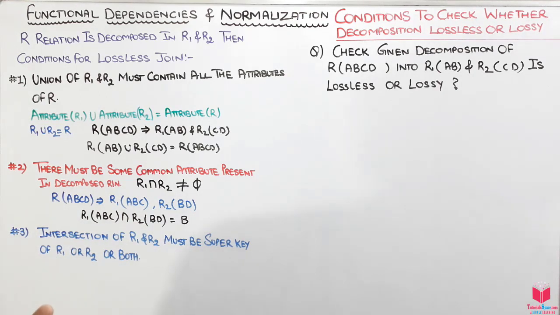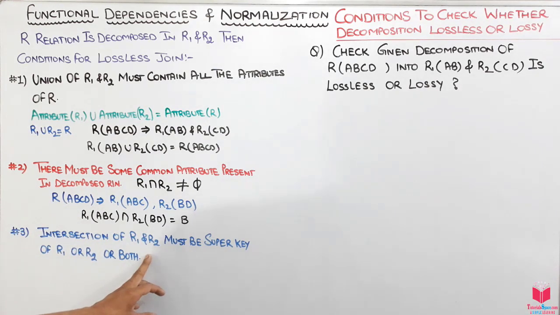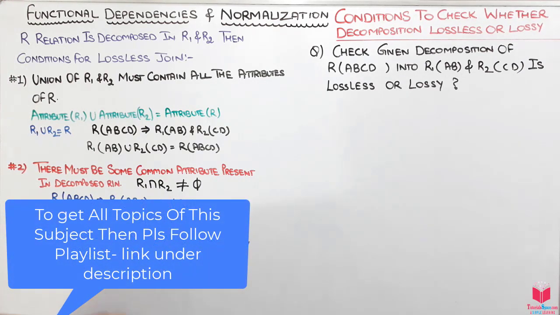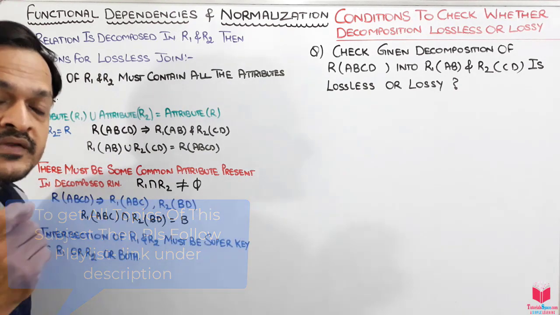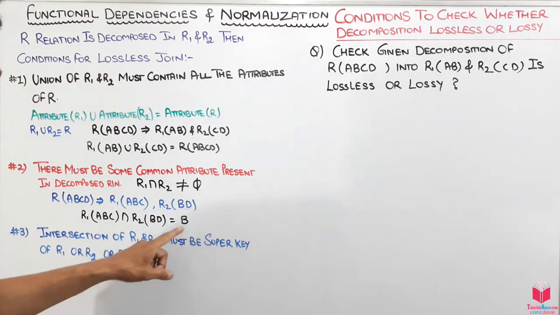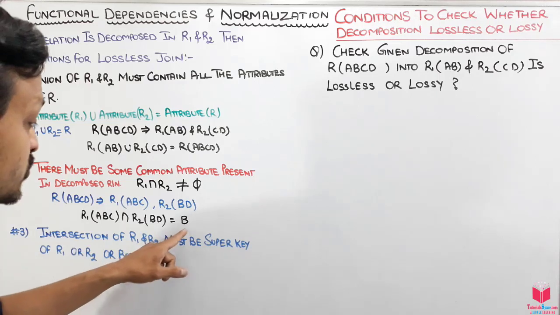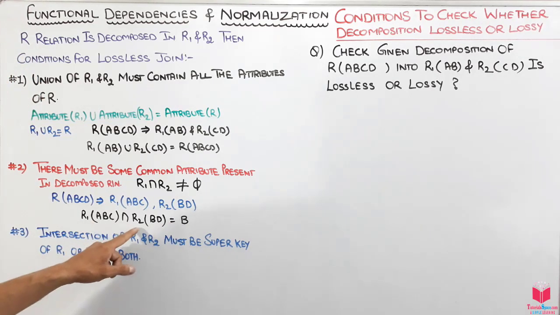After that, we have to move to the third condition, that says the intersection of R1 and R2 must be a super key of R1 or R2 or both. It says if we have taken the intersection of R1 and R2 and there is an attribute, that should be the super key of R1 or R2 or both. So the common attribute should be the super key of R1 or R2 or both.